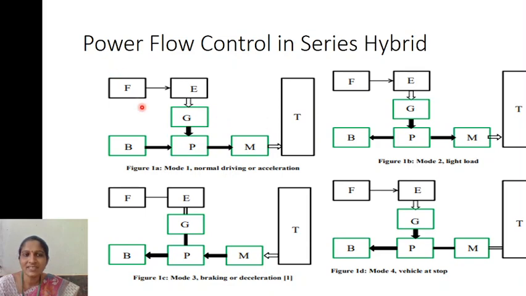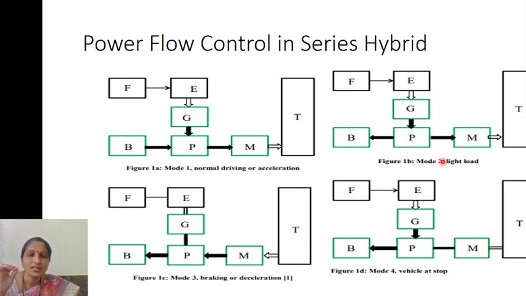So F indicates the fuel tank, E indicates the engine, G indicates the generator, T indicates the power controller, D indicates the battery, M indicates the motor. So in the first mode, during driving operation, the energy flows only from the battery. From the battery, the energy flows to the power controller, from the power controller to the motor, and then to the transmission.